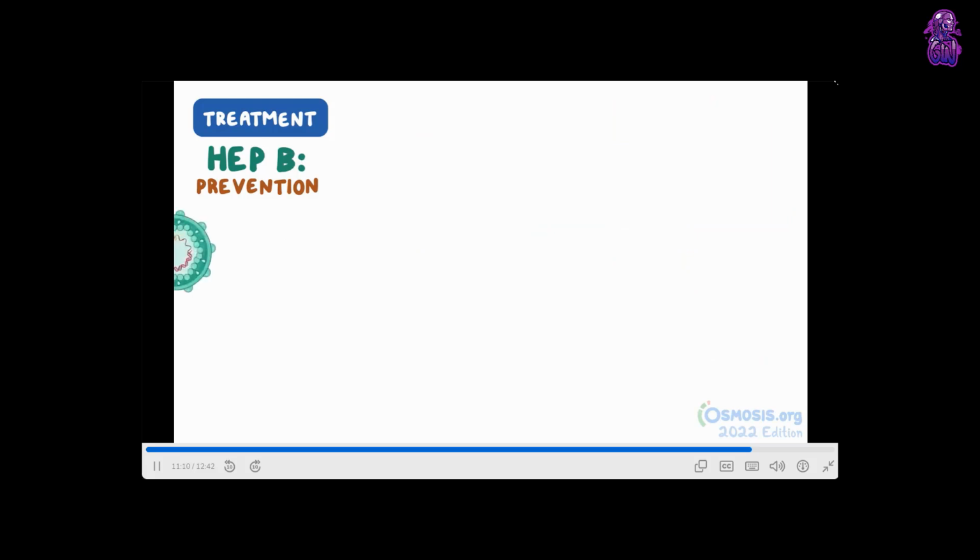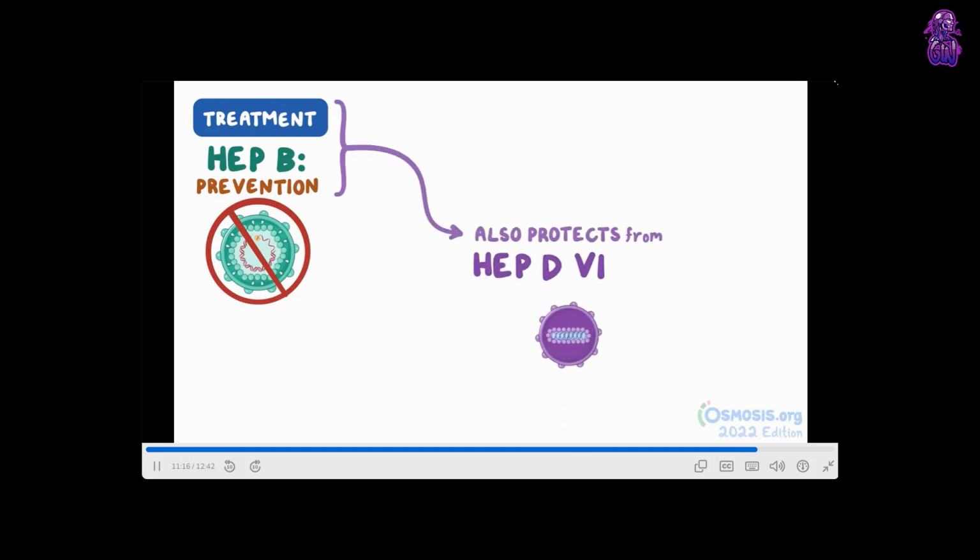There's no specific treatment for hepatitis D. Because it's dependent on hepatitis B, treatment and prevention of hepatitis B also protects from hepatitis D virus.